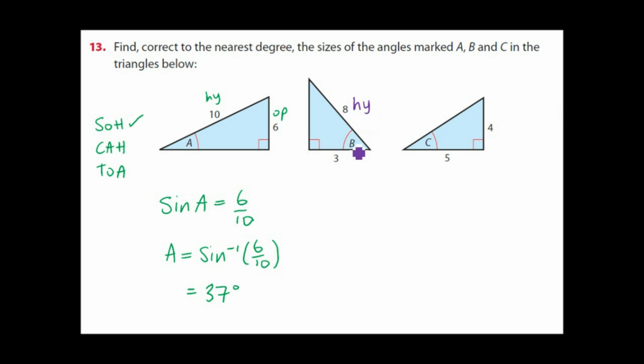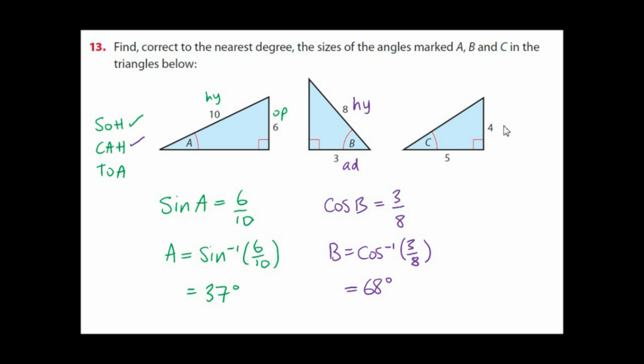Okay, it's always the same method. We'll label our sides. Compared to B, we have our adjacent and hypotenuse. We see this time cos is a sensible thing to use because that's the ratio with adjacent and hypotenuse. So cos B is 3/8. So B is cos inverse 3/8 because we always use the inverse function when we're finding an angle. So just type that into the calculator, and to the nearest degree that's 68 degrees.